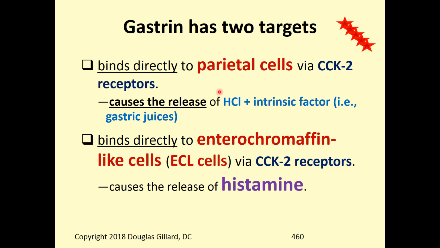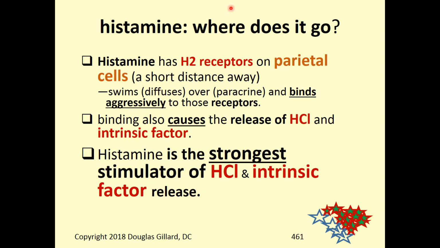Parietal cells, CCK2 receptors, causes release of HCl, the gastric juice, HCl and intrinsic factor. Gastrin also binds to enterochromaffin-like cells, ECL cells, via CCK2 receptors, and causes the release of histamine. What does histamine do? We just told you, but let's tell you again. Histamine has H2 receptors on parietal cells, so it swims over and binds to them. That also stimulates our gastric juices to be released. Who are the gastric juices? Hydrochloric acid and intrinsic factor. And again, histamine is the strongest stimulator of HCl and intrinsic factor.